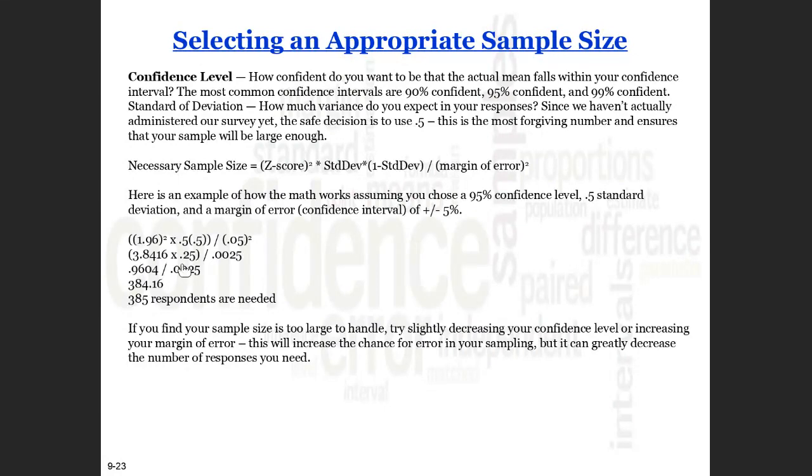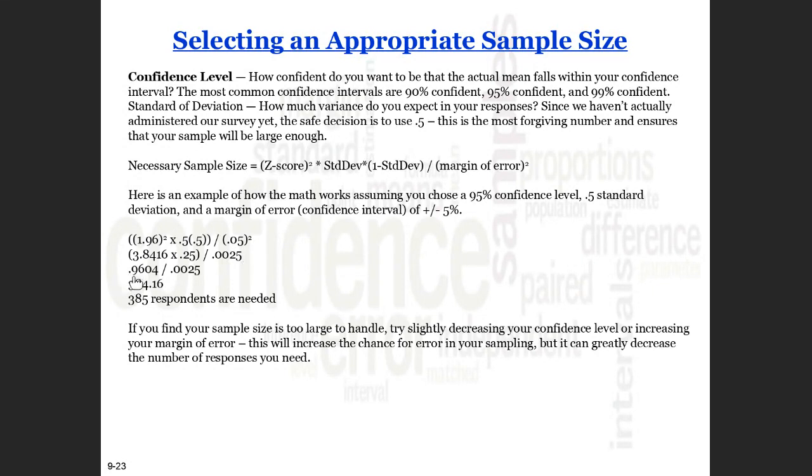So you have 1.96 squared, times 0.5, multiplied by 0.5, which is 1 minus the standard deviation, divided by the margin of error, 0.05 squared. And we end up with 3.84 16 times 0.25 divided by 0.0025.